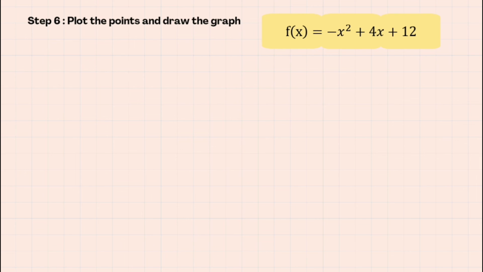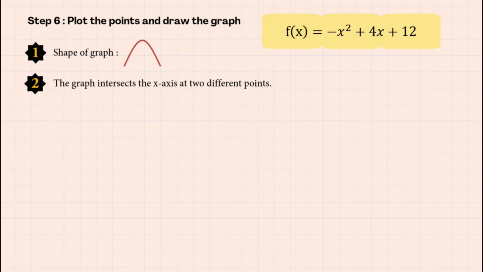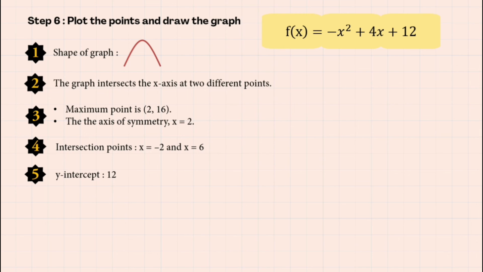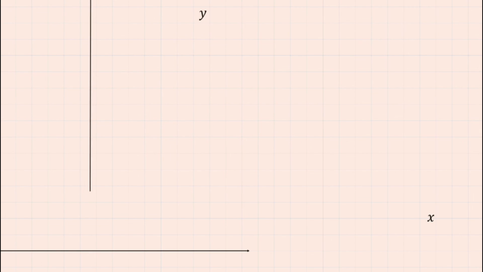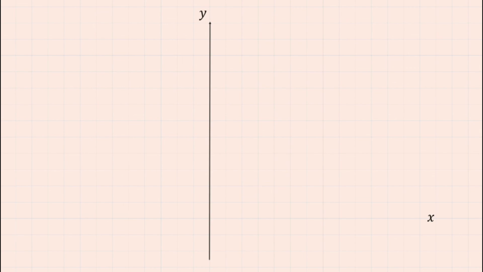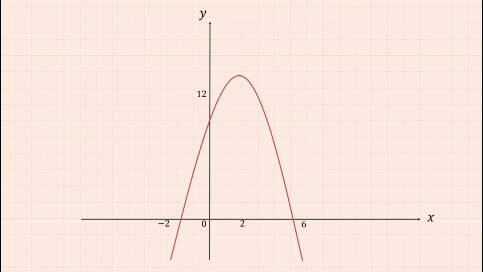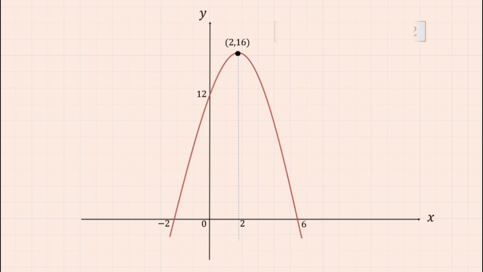Now, we are ready to fully sketch the graph since we got all the information from the previous steps earlier, which are the shape of the graph, the position of the graph, the maximum point, the intersection points on the x-axis, and also the y-intercept. On this grid of x and y axis, plot the necessary points and sketch a smooth parabola passing through all the related points. And we are done with sketching the graph of f(x) equals -x squared plus 4x plus 12. Easy, right?